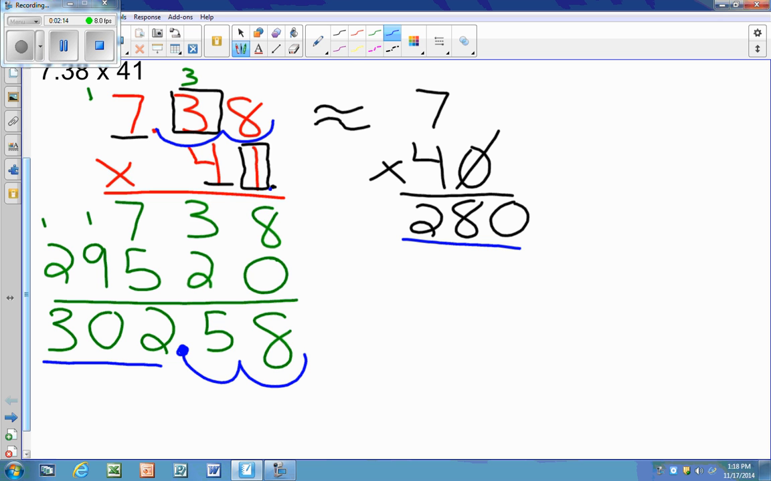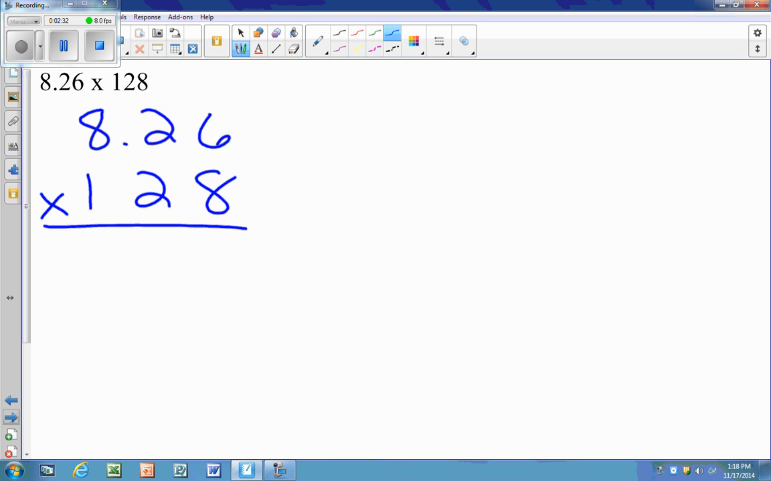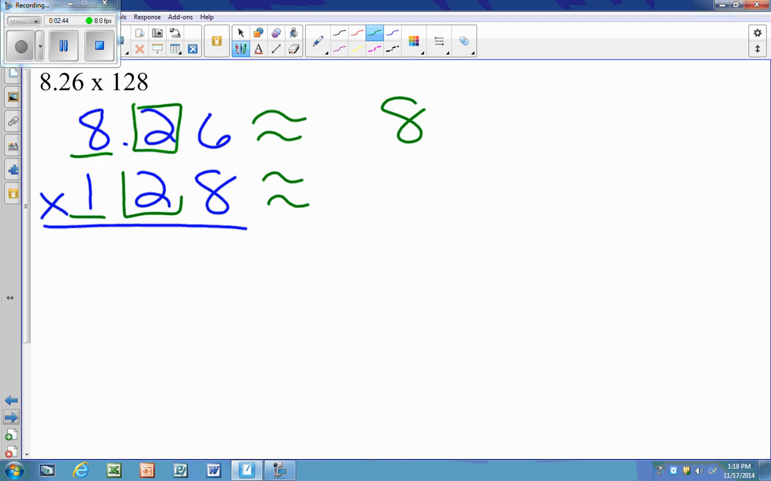I'm going to try another one. Now we're going to look at this new problem right here, and we're going to rewrite it. The first thing we're going to do again is estimate. This has a decimal in it, so this estimates to 8. This rounds to 100. And the estimate for this problem is 800.